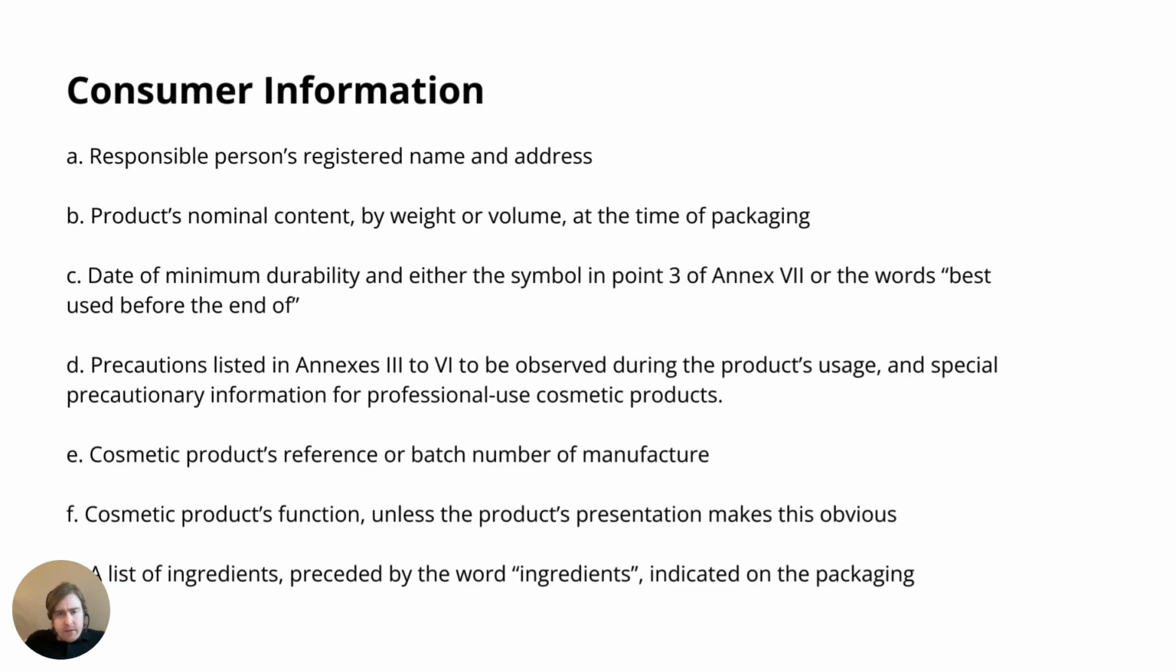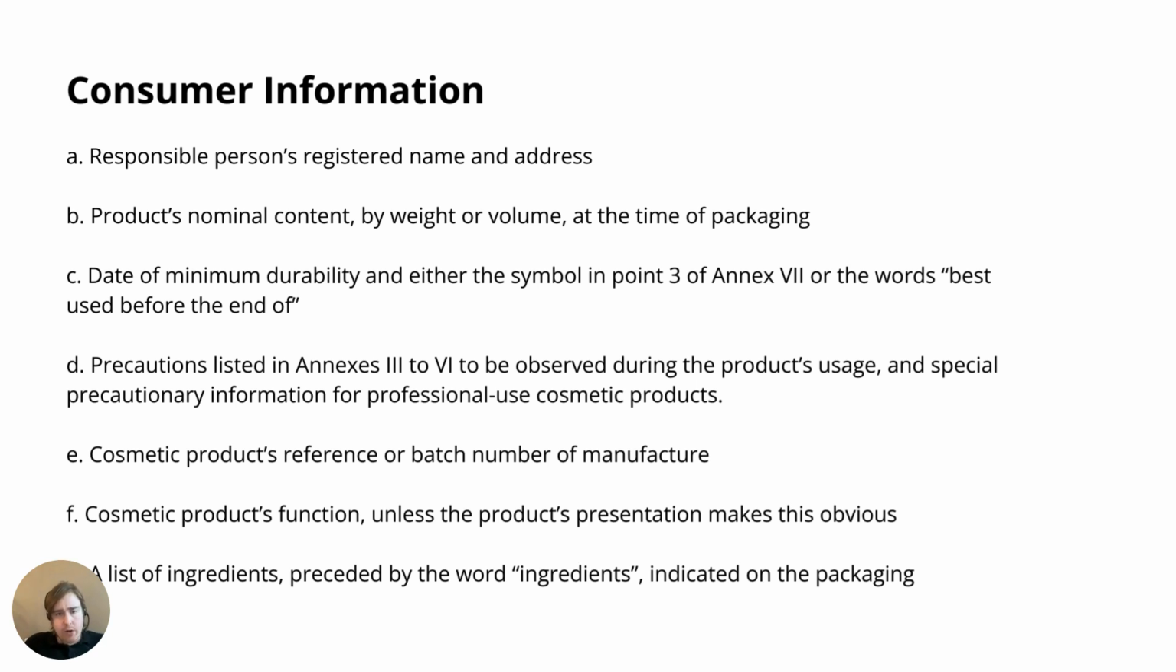Let's start with the basics. So, consumer information. This must be present on the packaging, and you must include information about the responsible person, registered name and address. And this would be the importer, the manufacturer, distributor, or another designated EU entity. It must be a company entity in the EU acting as the responsible person. So that's part A. That's the first part.